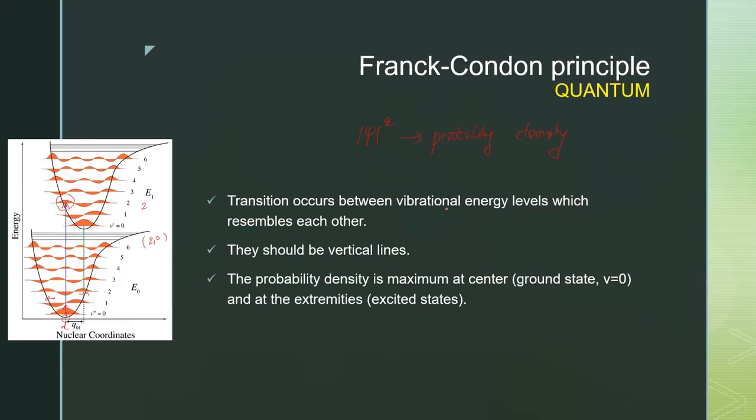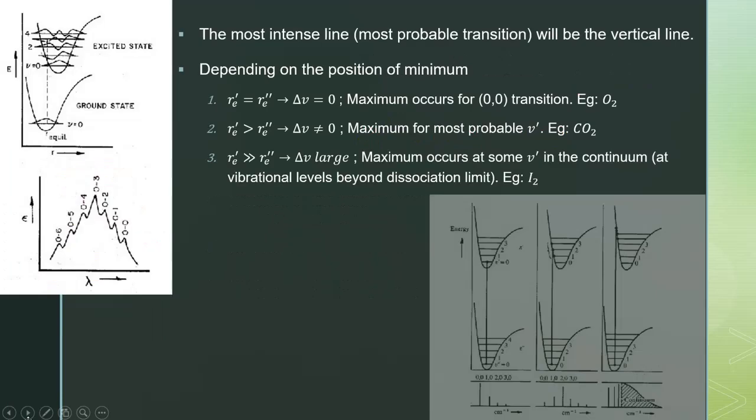So the transition occurs between the vibrational energy levels which resemble each other. You can see that this particular region resembles this particular region. The transition should also be represented by vertical lines since the internuclear distance is kept the same during the transition. The probability density is maximum at the center for the ground state when V is equal to 0, and maximum at the extremities in the excited state. So it goes from a highly probable state to another highly probable state, which happens to fall at the turning points or the extremum position. Using quantum theory also, this is how we can explain the Franck-Condon principle.